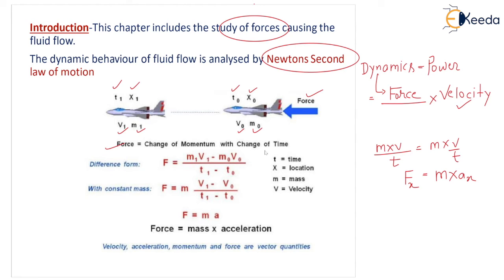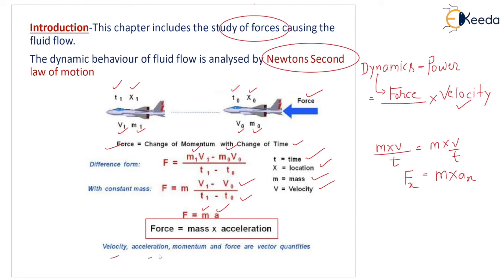Force equals change of momentum with change in time, that is the rate of change of momentum. In differential form, force equals final momentum minus initial momentum. What is momentum? Mass into velocity: m1 v1 minus m0 v0. T is time, x is location or any coordinate, m is mass, v is velocity. t1 minus t0 is the change of time. Assuming mass is constant, you can take it out common. Then v1 minus v0 remains in the numerator, over t1 minus t0. So F equals mass into the rate of change of velocity, which is nothing but acceleration. That is what is mentioned in the last line: force equals mass into acceleration.